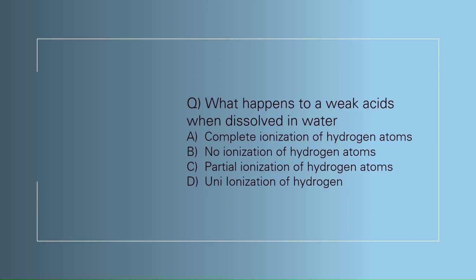So the answer is gonna be C, partial ionization of hydrogen atoms. Like we discussed, a stronger acid would more easily dissociate from its proton, right? So in case of a strong acid like HCl, you would have complete ionization, correct? You are completely dissociating H plus and Cl minus ions, so they have a more acidic or sour bond. Meanwhile, partial ionization is what happens in case of weak acids.